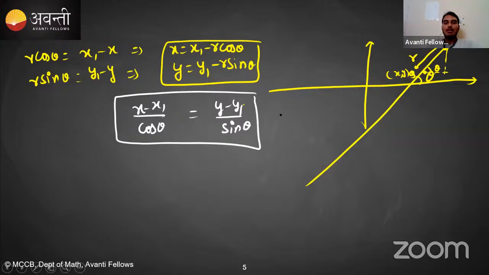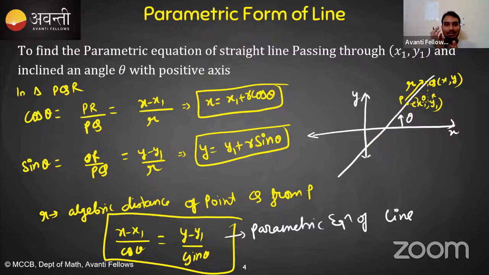So you just have to remember that any point on a line passing through (x1, y1), where the line has an inclination of theta, at a distance of r can be given as x equal to x1 plus or minus r cos theta. If you are going upward, r is positive. If you are going downward, r is negative. So by default we just take x1 plus r cos theta. If we are going downward, r will always be negative.